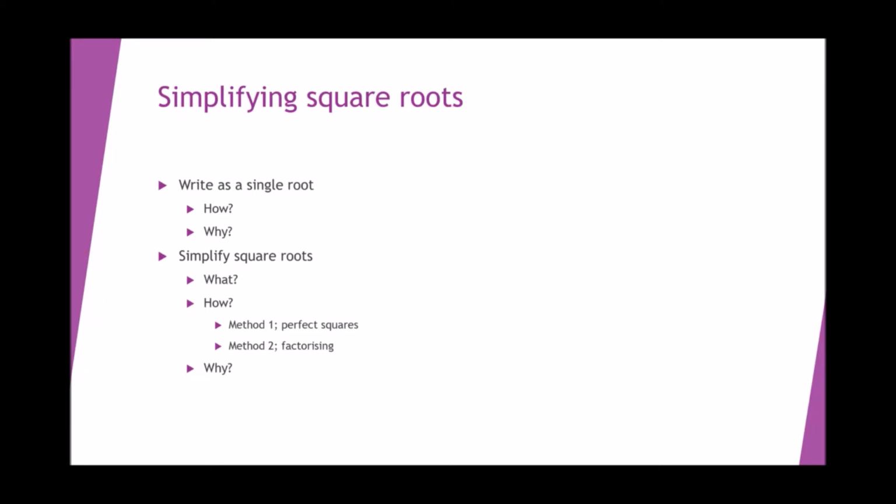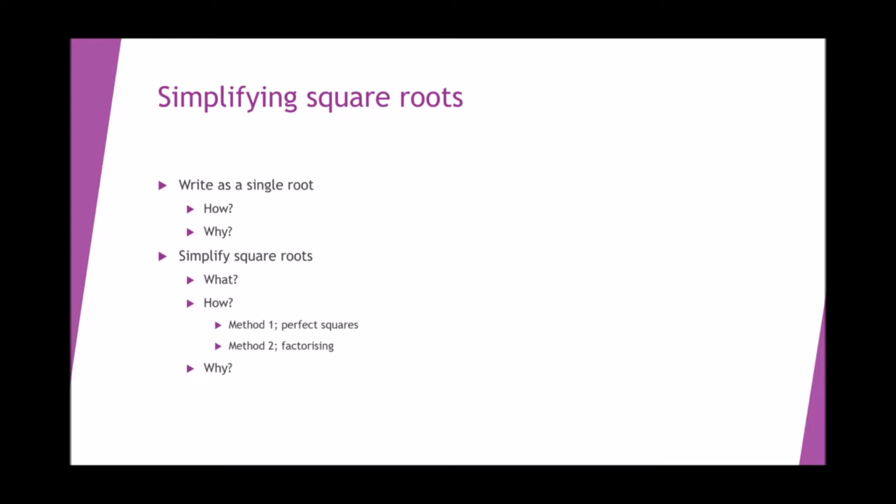You might want to watch the two parts separately. I'm going to start by writing as a single root, how we do that. Then we do some examples, then we look at why we would want to do that. And then we have a look at simplifying square roots. First, I'll mention what that even means. Then I'll go through two different methods, explain the methods and look at some examples, and then explain why we want to do that. Either one of these methods work perfectly fine. So if you prefer one method over the other, that's perfectly fine and you can ignore the other.